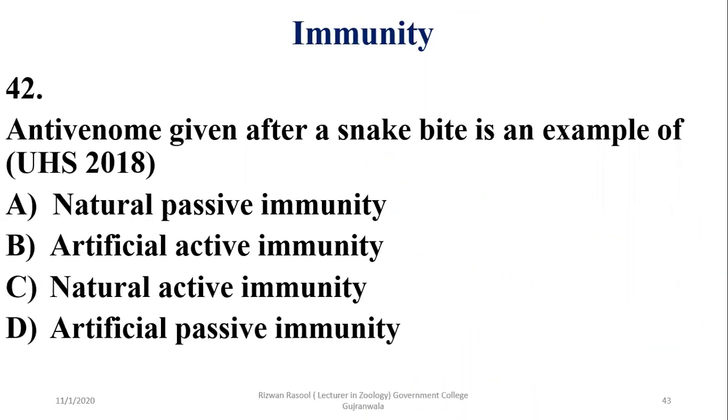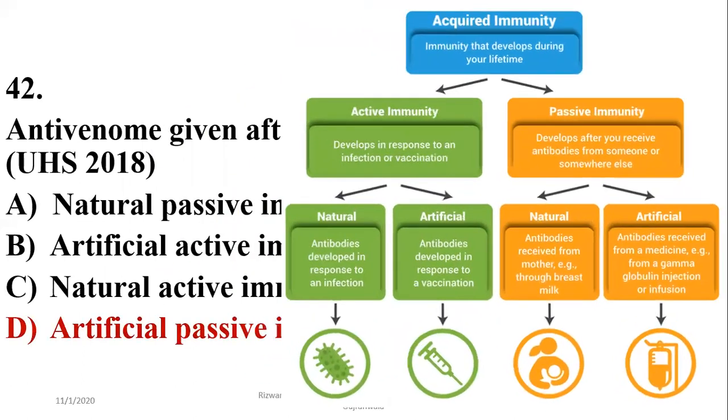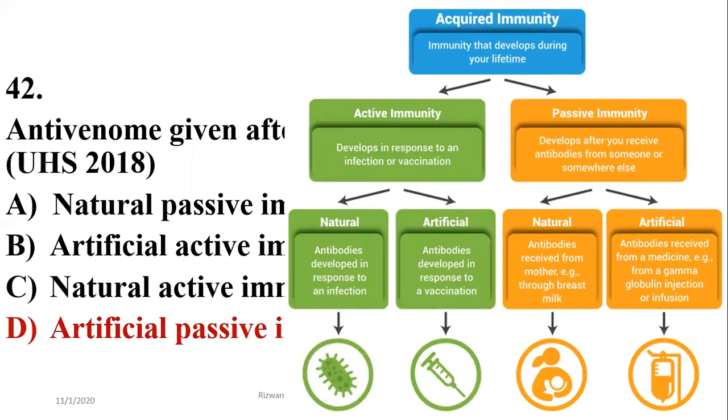Number 42, antivenom serum given after a snake bite is the artificial treatment, but antivenom serum has antibodies, so artificial and passive immunity will be the right option, delta. As you can see, natural active immunity and artificial active immunity include the injection of antigens either artificially or naturally, but passive immunity in natural ways is obtained from mother through placenta or through breastfeeding, or artificial passive immunity is the injection of antibodies from an artificial source.